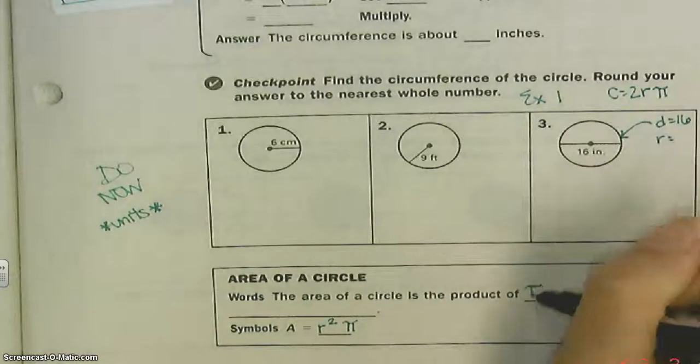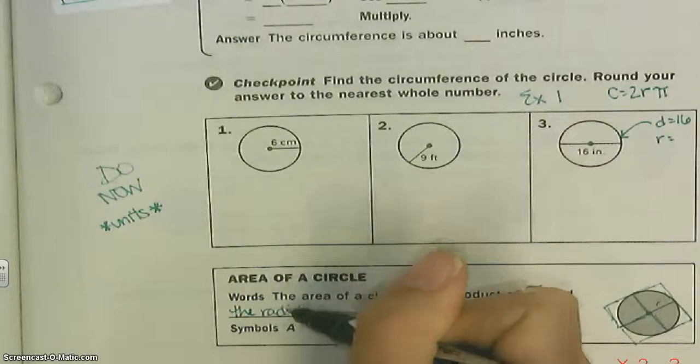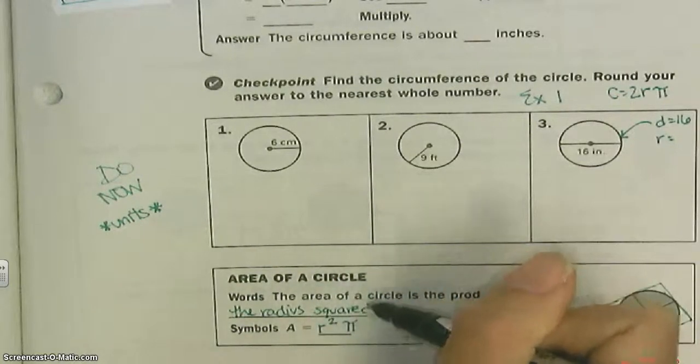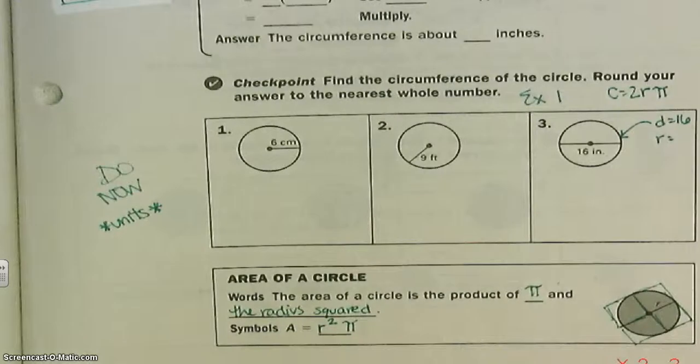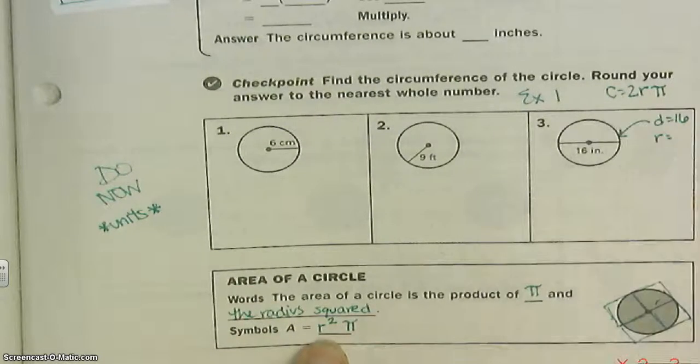The product of pi and the radius squared. So you've got your circumference formula is 2r pi, and your area formula is r squared pi. Make sure you're noting the difference between those two. Notice the 2 is in a different place.